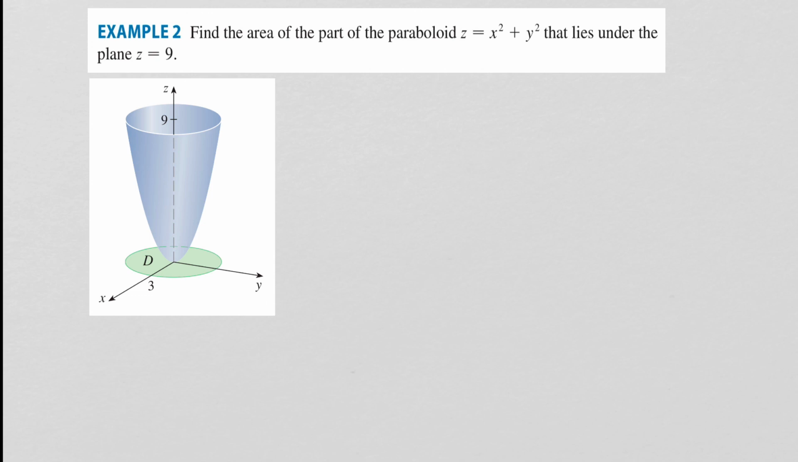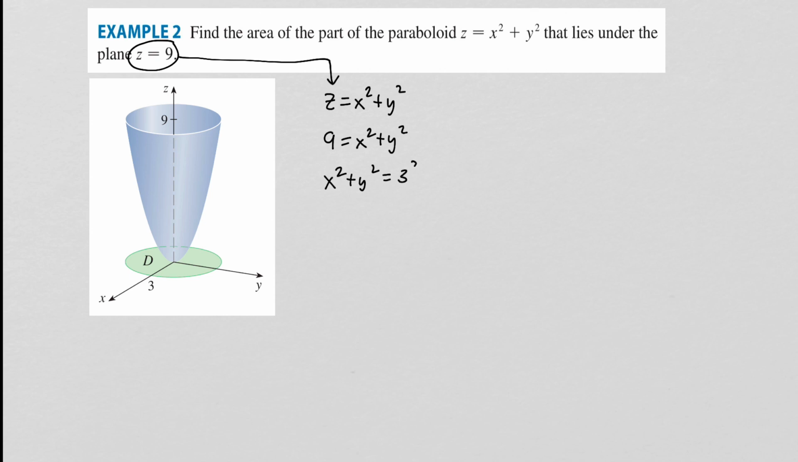Now the reason for that is because if z equals x squared plus y squared, the intersection where z equals 9 is simply 9 equals x squared plus y squared. And that, of course, is x squared plus y squared is equal to 3 squared, which is this circle down here, center at the origin, radius equal to 3. All right, so that is our domain, that region.